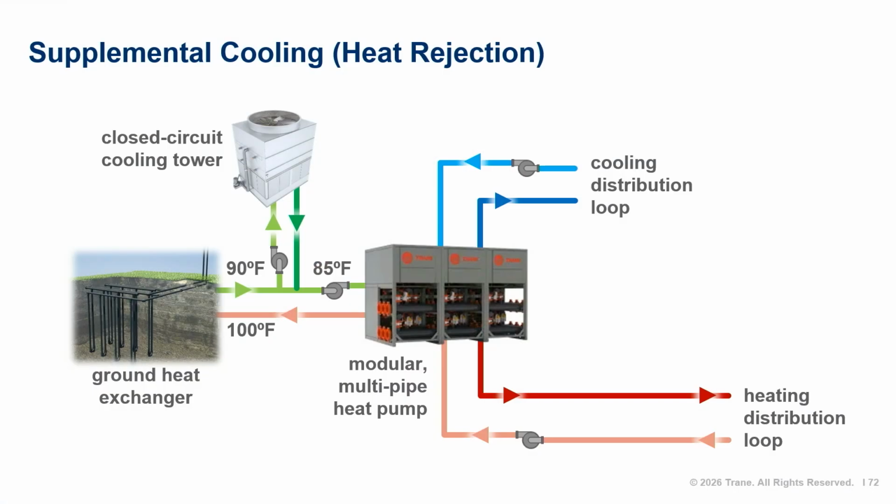Let's take a closer look at how supplemental cooling or supplemental heating devices should be added to a geothermal system. Cooling towers are typically piped downstream of the ground heat exchanger, allowing the warmest water in the system to go to the ground first. This maximizes capacity of the ground heat exchanger, which is typically the goal. Note that a closed-circuit cooling tower should be used to avoid contamination of the ground loop.